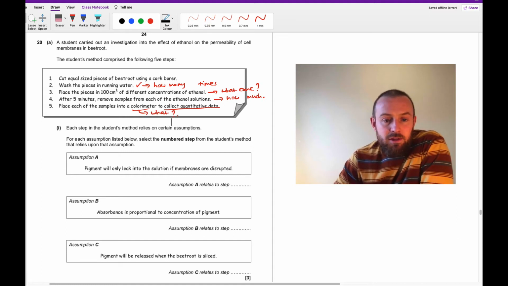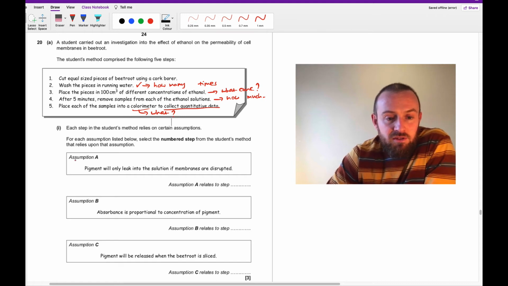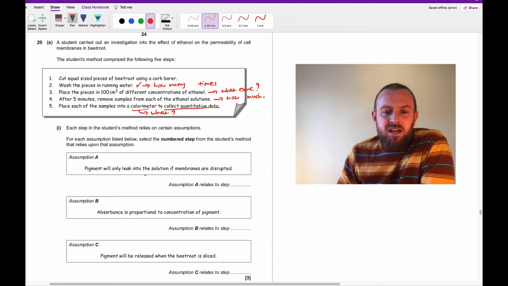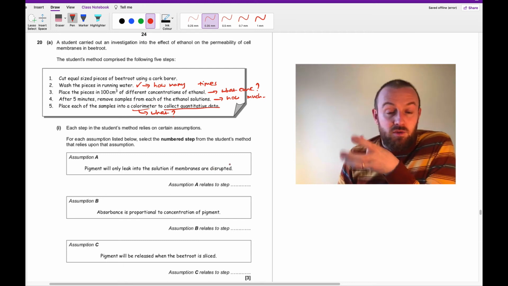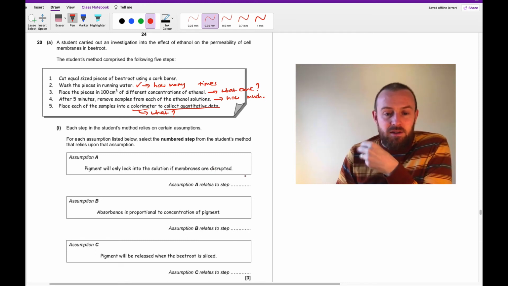Each step in the student's method relies on certain assumptions. For each of the assumptions listed below, select the numbered step from the student method that relies upon the assumption. Now, this is a weird question. Okay. Assumption A, pigment will only leak into the solution if membranes are disrupted. This relates to step 3, I believe. Assumption A relates to step 3. This is saying that the ethanol is going to disrupt the membranes and then the pigment's going to leak out. So I think this is step 3.